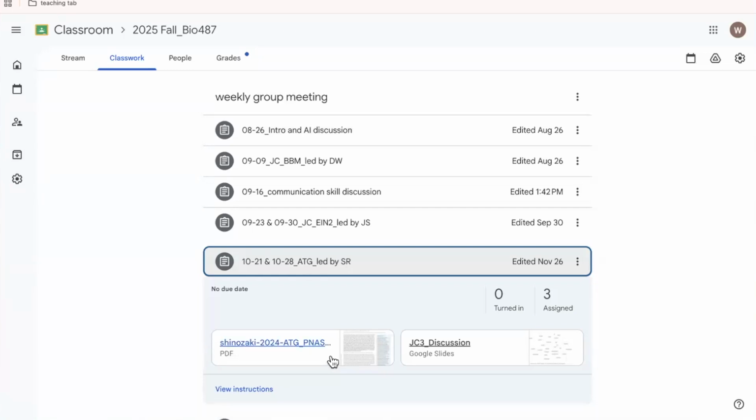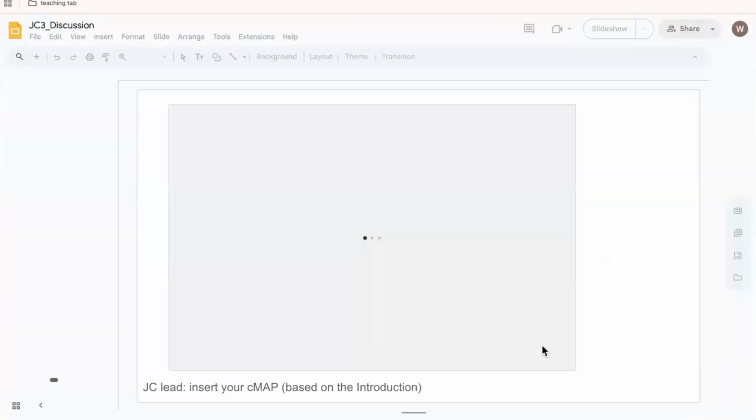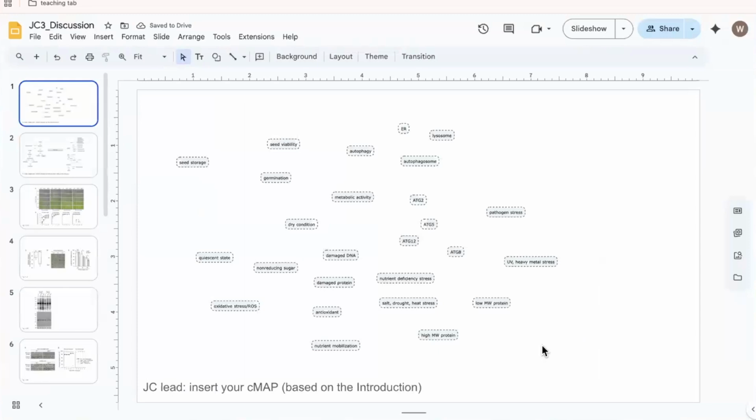So here is the PDF file, and then here is the slides. By the way, all the documents are shared, so students have the ability to edit the slides. And this is actually what the assignment is.